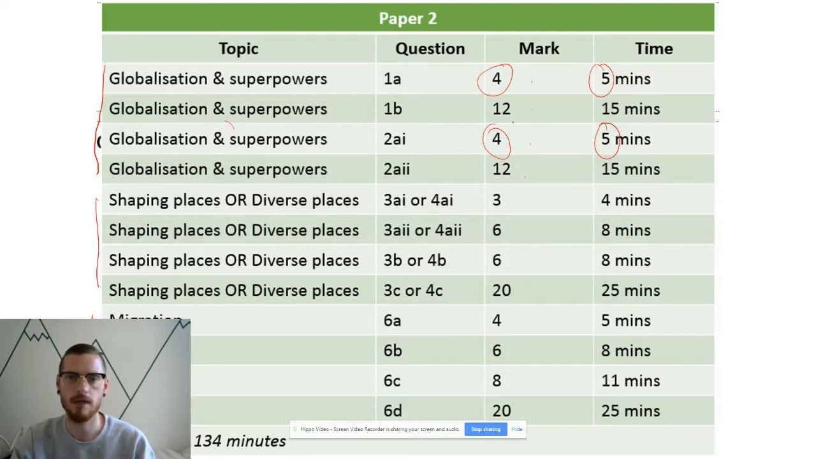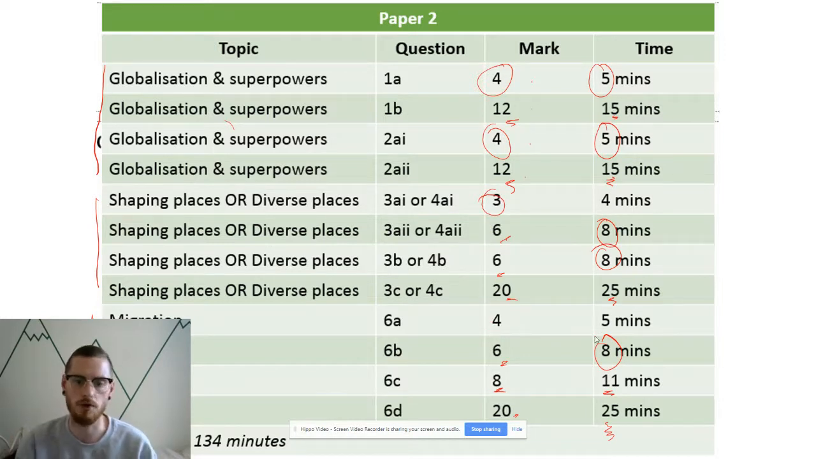12 markers, exactly the same as paper 2. 12 markers, you've got 15 minutes. They only appear on the first section. Your 6 markers, same here as per paper 1, you've got 8 minutes. And your only 8 marker here, you've got 11 minutes, the same as paper 1. And then lastly, your 20 marker is 25 minutes on the third section and second section. I have put the 3 markers on here as well. 4 minutes, 4 marker, 5 minutes.